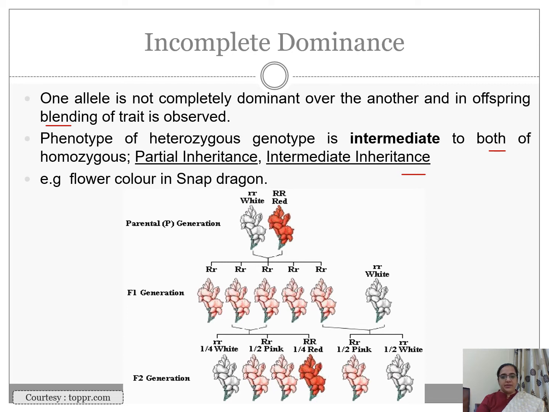intermediate inheritance. Here you can see we have taken the example of snapdragon plant in which we are crossing red color flower with the white color, and in the F1 there is an intermediate trait which is of pink color, and in the F2 generation we are observing traits of parents as well as of the intermediate appearance.